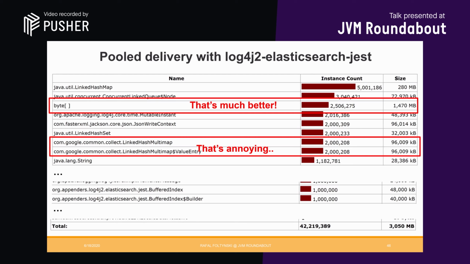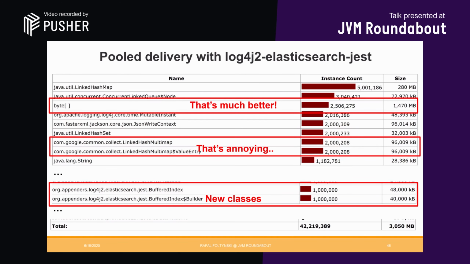And these were the actual maps created by the index requests. But eventually, I started to see 1 million buffered index classes that I've created to replace the default Jest implementations, and they started to be visible on the first screen of this whole memory tree, which was an improvement.